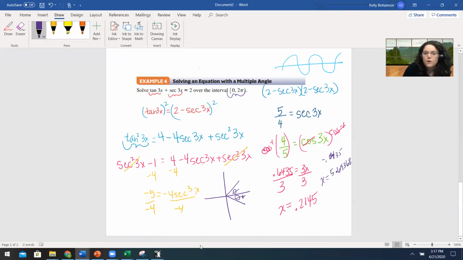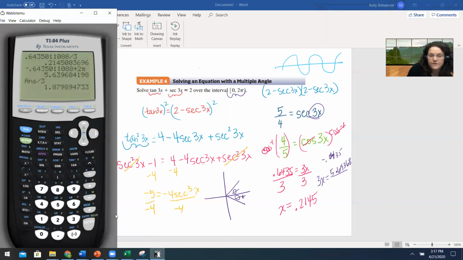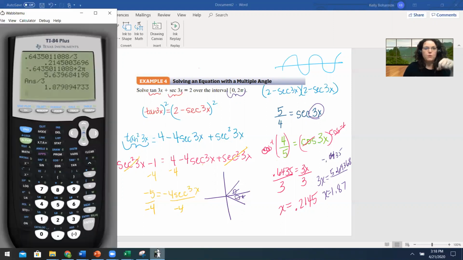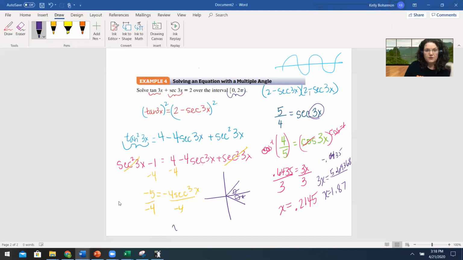Now, here's the catch. When I divide that by 3, because that was 3x there, then I'm going to have more angles that will actually fit. So I get x equals 1.87. They didn't tell me how many I'm looking for, but it says I'm looking for all of the ones that fit over this interval. So with that said, I can go back to my 0.6435 and I can add 2 pi. I got 6.9266864, and I can divide that by 3. That's going to be an answer because it's still below 2 pi. And you just keep doing that until you get all of the answers.